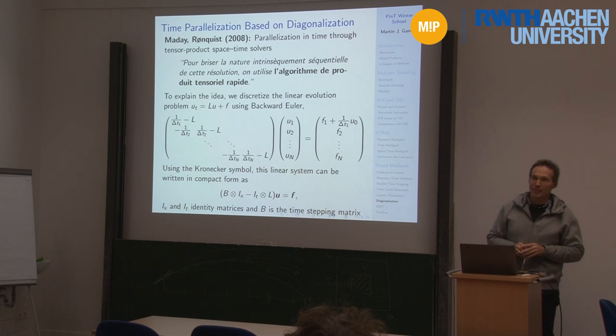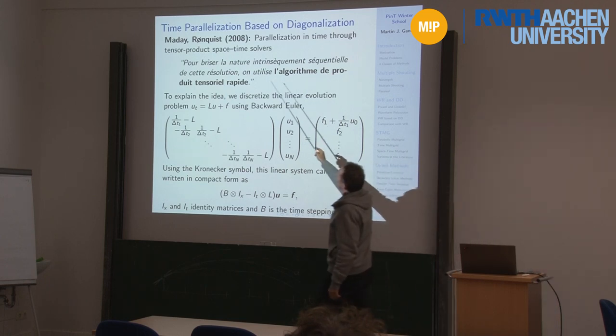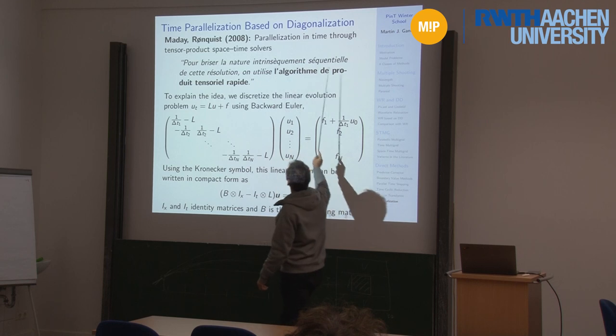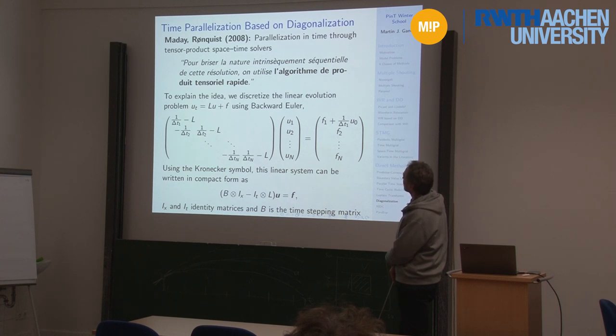This is even less probable to work. It gets worse and worse. I mean, this is Yvon Maday again with another collaborator. That's the one who invented parareal. And he says, "pour briser la nature intrinsèquement séquentielle de cette résolution, on utilise l'algorithme de produit tensoriel rapide." So what do they do?